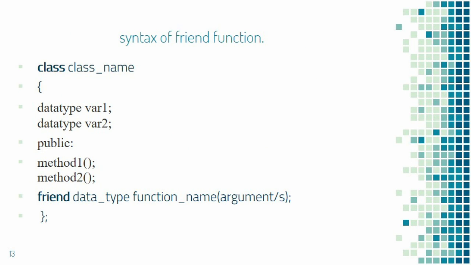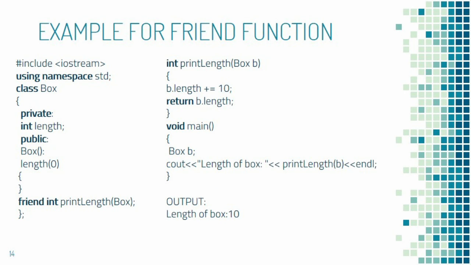The syntax of the friend function. We have to include the friend keyword in front of the member function. Then that member function can be declared as a friend function. The example program for friend function. The member function which is declared inside the class is prefixed with the keyword friend. That function is called a friend function.